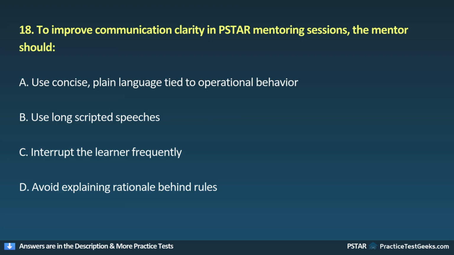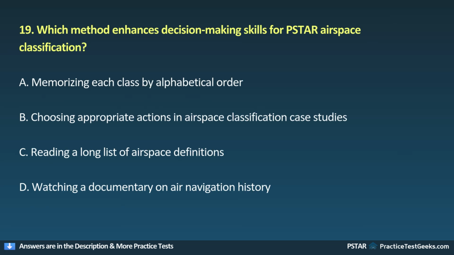18. To improve communication clarity in PSTAR mentoring sessions, the mentor should: A. Use concise, plain language tied to operational behavior. B. Use long scripted speeches. C. Interrupt the learner frequently. D. Avoid explaining rationale behind rules.